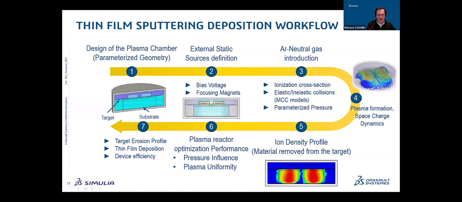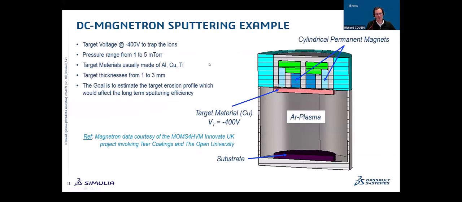So let's apply this on a particular example. This is an example thanks to collaborations that we had in the past for a study between Tier Coatings and the Open University in the UK. And this is the structure. So you have here a target, you have here the plasma chamber, and you have the substrate. And the deposition will be performed here on the surface of the substrate.